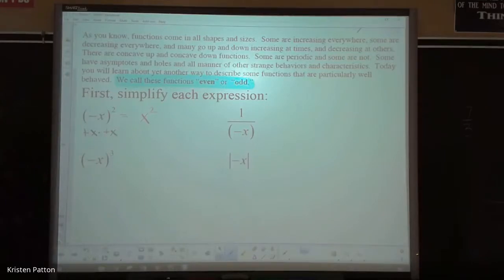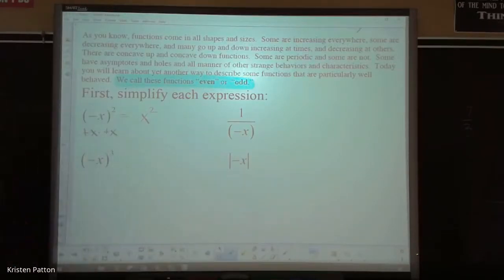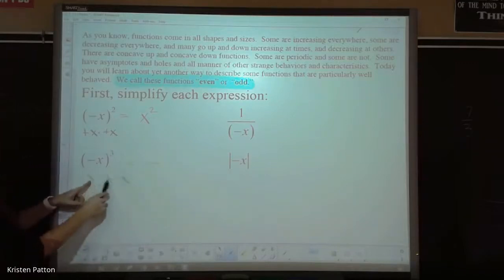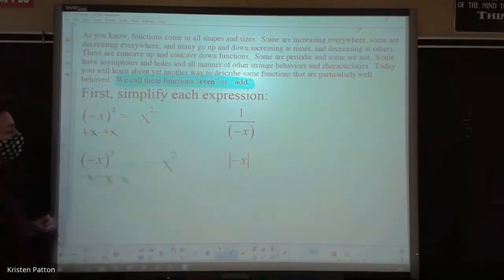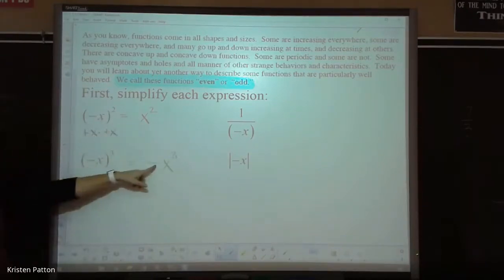Let's go to the one underneath. When I have negative x, quantity cubed, what happens when you cube a negative? It stays negative. Well, we still have to cube the x, don't we? So again, you could write negative x times negative x times negative x. The negative times a negative times a negative is a negative. X times x times x is x cubed. So it's important to note, when we square it, the negative goes away. When we cube it, the negative stays, but I don't need parentheses anymore. So to me, it's simpler, isn't it?